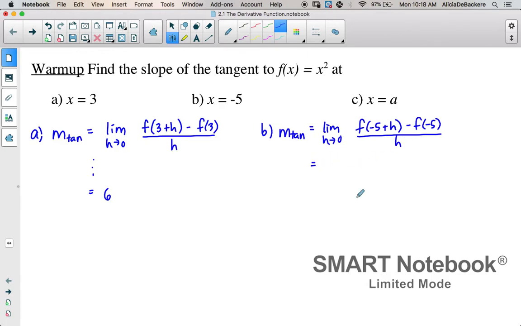And what we're looking for here are some shortcuts. That's what derivatives are all about. Like, how can I go through this work with a shortcut? Again, this time you would have substituted in -5 plus h into brackets. You would have FOILed it all out, and you would have come out with the answer -10.